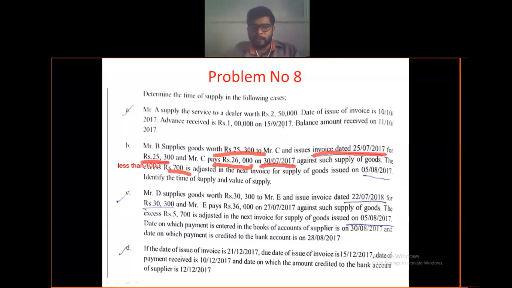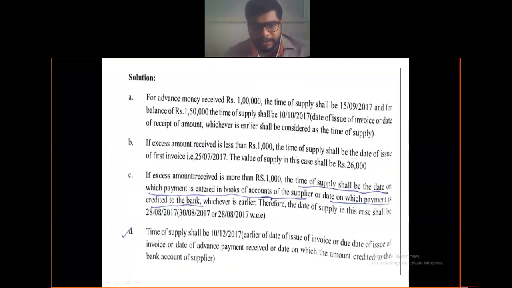Okay, then the excess of rupees 700 is adjusted in the next invoice of the supply of goods issued 5th August 2017. Identify the time of supply and value of supply. So here, I told already, if the excess amount is less than 1,000, then time of supply shall be the date of issue of the first invoice only. See, if you need more clarification, go to the answer part. See, underline the answer. If the excess amount received is less than 1,000, then time of supply shall be the date of issue of first invoice.